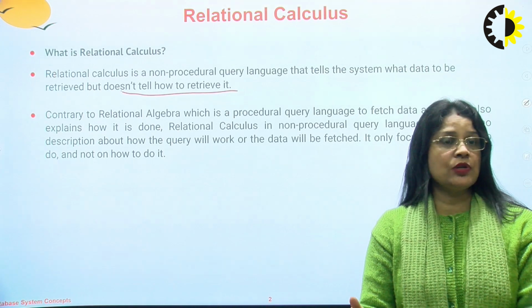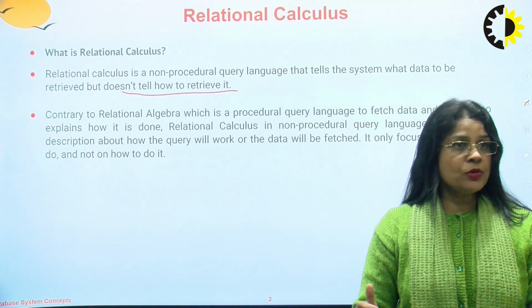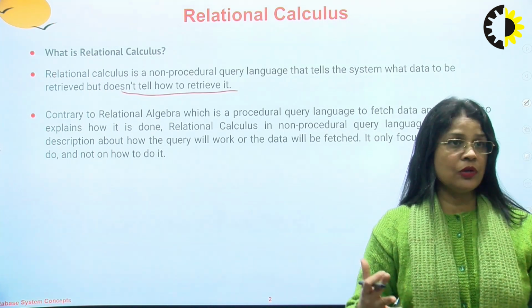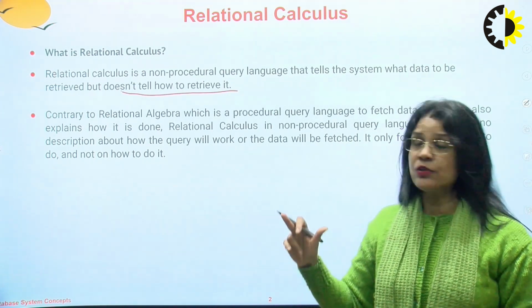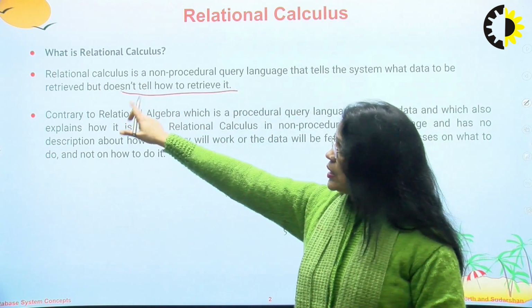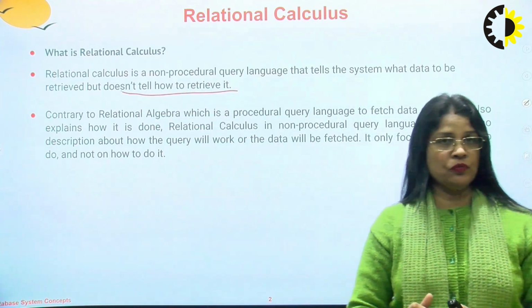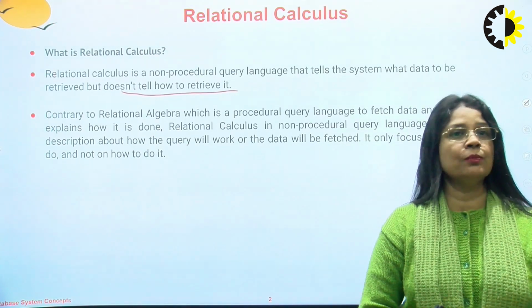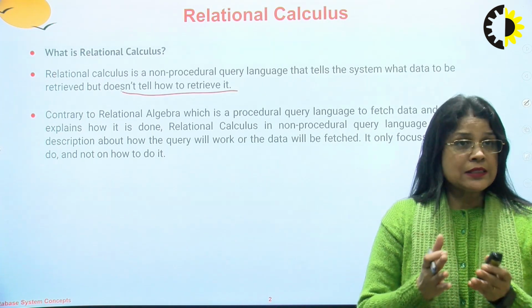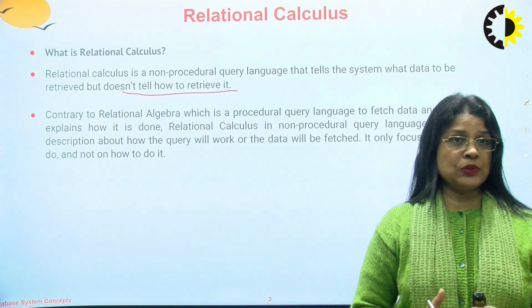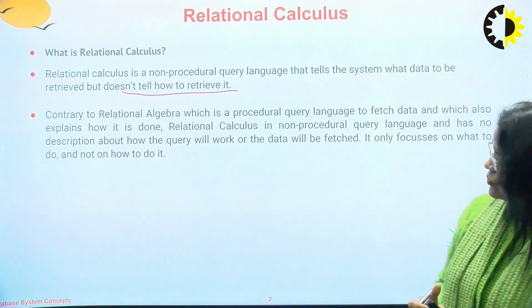In the procedural query language, we used to tell the system what data is to be retrieved and how it will be retrieved. But here in the non-procedural query language, listen carefully, what is important? We are not telling the system how to retrieve the data. It means we are just describing the information. The way we are describing the information decides the types of relational calculus. There are two types of relational calculus, tuple and domain relational calculus, right?